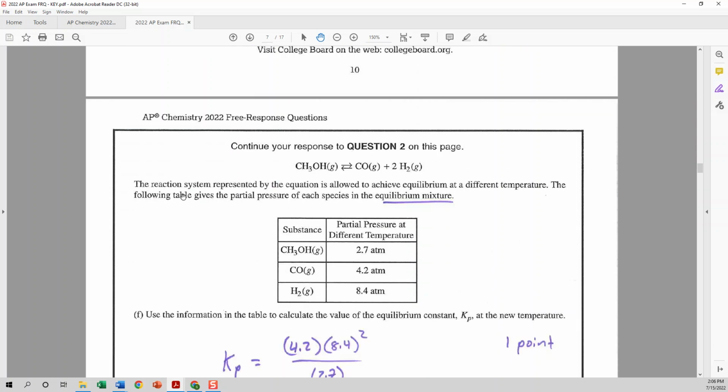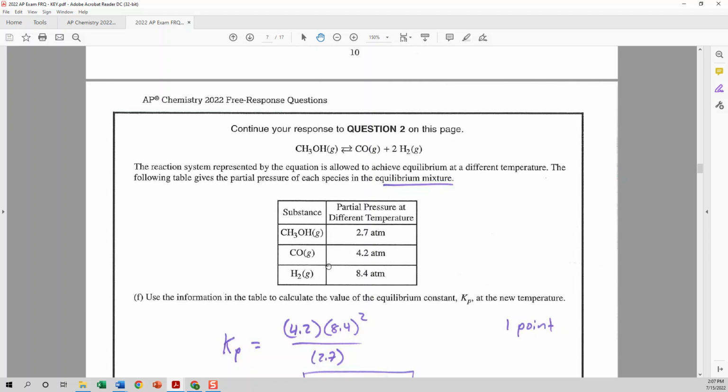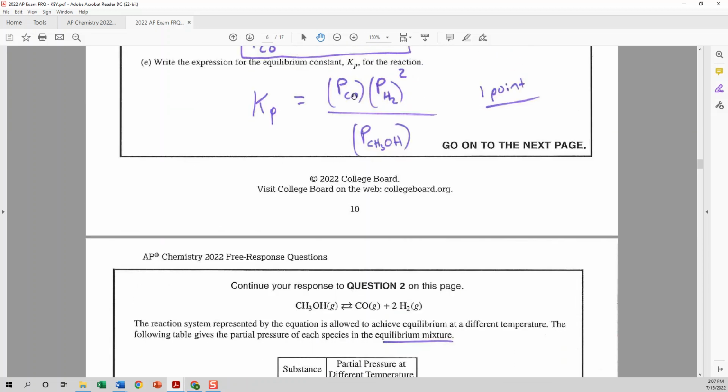So here, the reaction system is represented. The following table gives you partial pressures of each species in the equilibrium mixture. Remember, this one they said they're studying at a different temperature. The equilibrium constant is only constant as long as temperature remains constant. So at a different temperature, there's going to be a different Kp value. At this temperature, it's still the same expression. Kp is still the same expression.